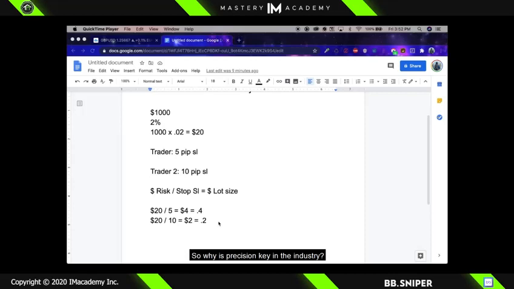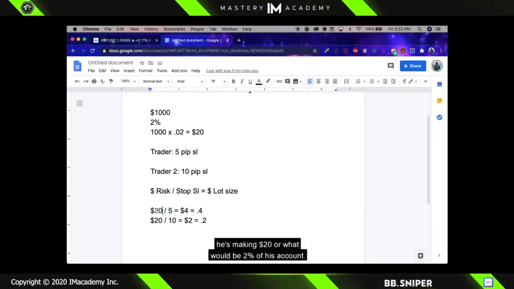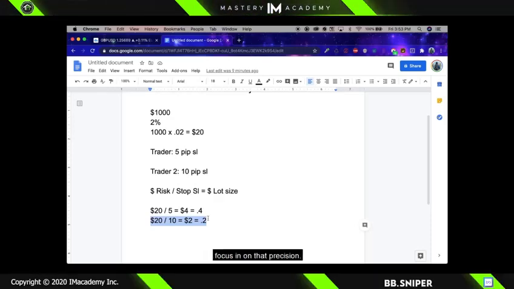So why is precision key in the industry? One thing I want you to realize is looking at these two traders. For every 5 pips that trader number 1 is accumulating, he's making $20, or what would be 2% of his account. For trader number 2, they have to accumulate 10 pips in their direction to make that $20, which is 2%. So trader number 1 is actually going to compound their account a lot more quickly because they focused on that tight stop loss and the precise entry, versus trader number 2, it may take them a little bit longer to compound. So focus on your proper risk management, focus on that precision.